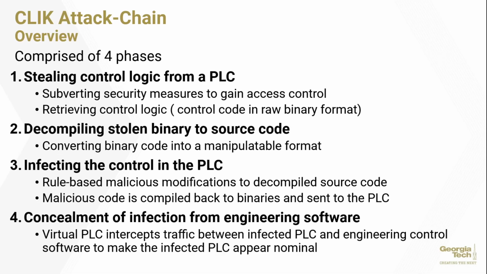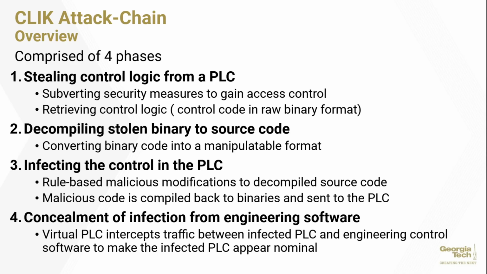So the attack chain of CLIK comprises 4 phases. The first phase is stealing control logic from the PLC, which is subverting security measures to gain access control, retrieving the logic from the PLC, which is going to be retrieved in a raw binary format. And in phase 2, there's decompiling the stolen binary to source code, basically just changing it into a format that's more easily manipulatable.